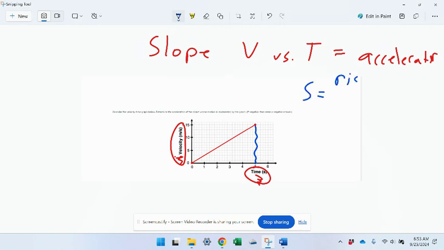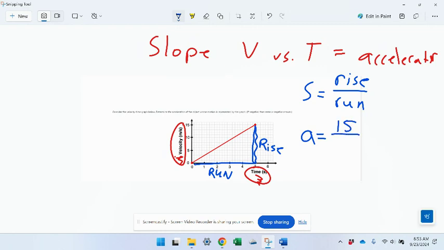rise over run. So this would be the rise. This is the run. And so in this case, acceleration would be equal to this value here, which would be a positive 15 divided by a positive 5. I'm not going to do that math for you, but I'm just showing you the inputs there.